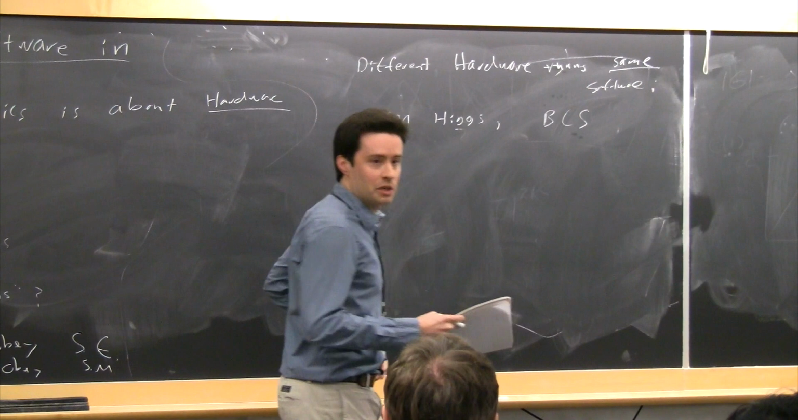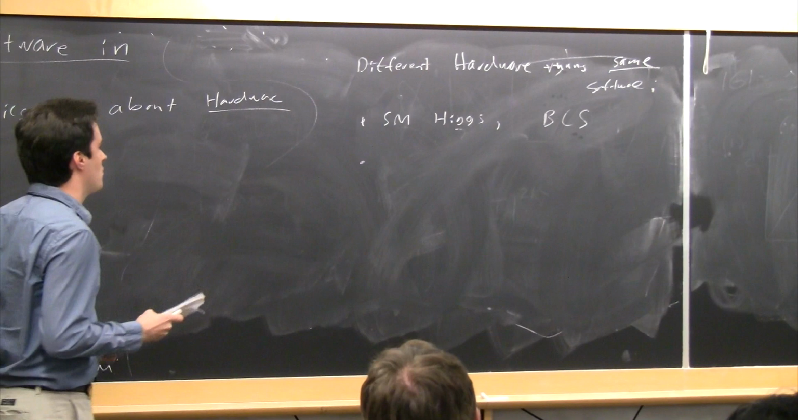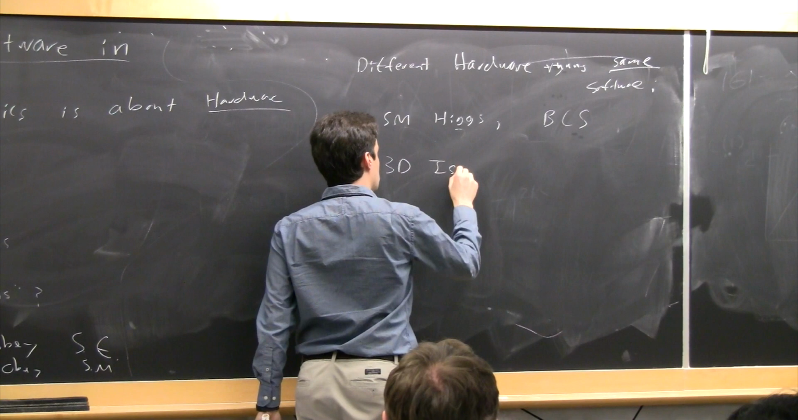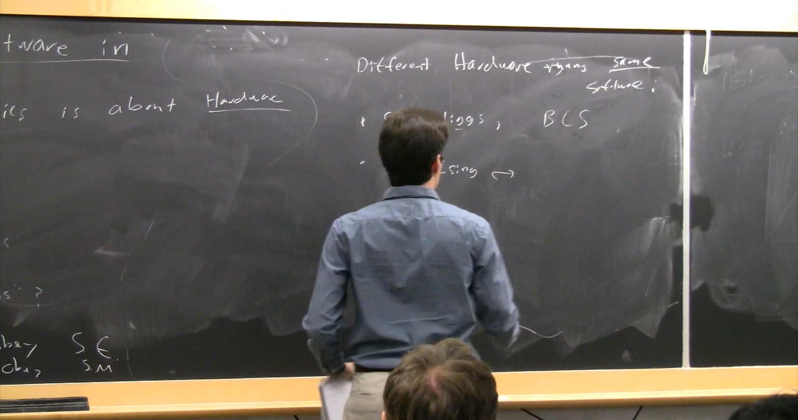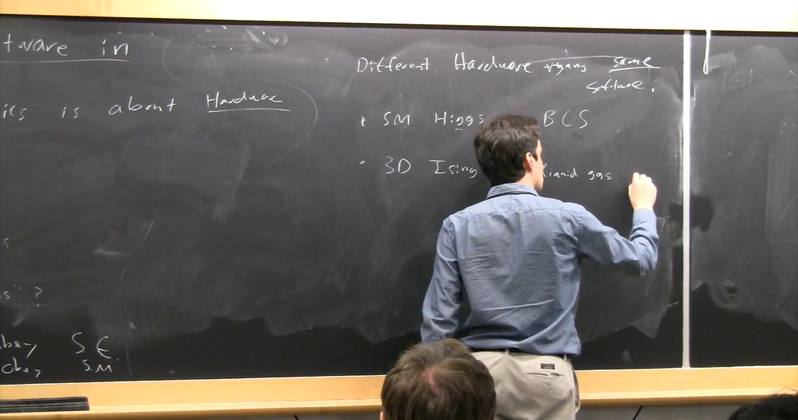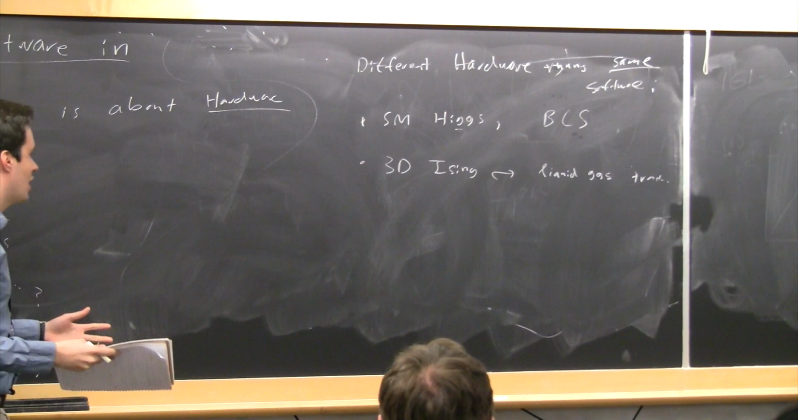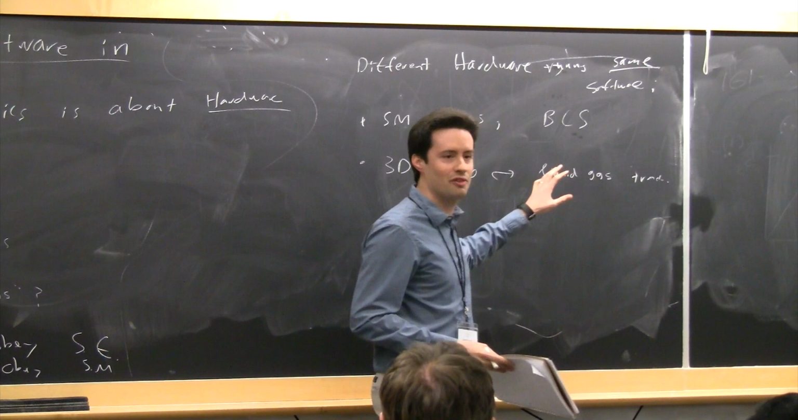So another important example of what I mean by different hardware running the same software is that you can have the 3D Ising model, right, which is a spin system. But it's kind of running the same software as the liquid-gas phase transition. So this is another example where somehow the hardware, the actual physical stuff, is almost irrelevant, and the software is the same.